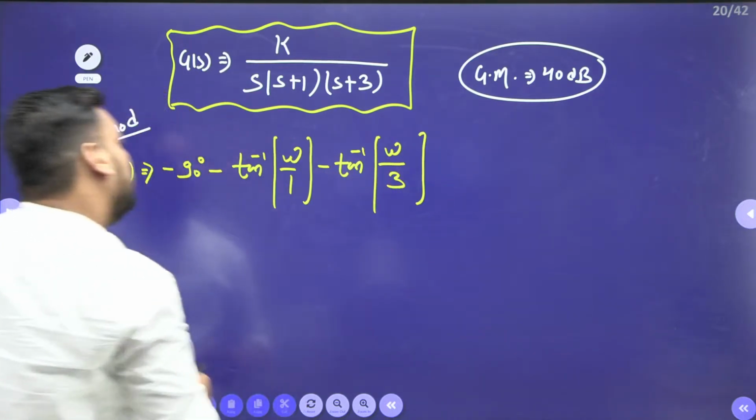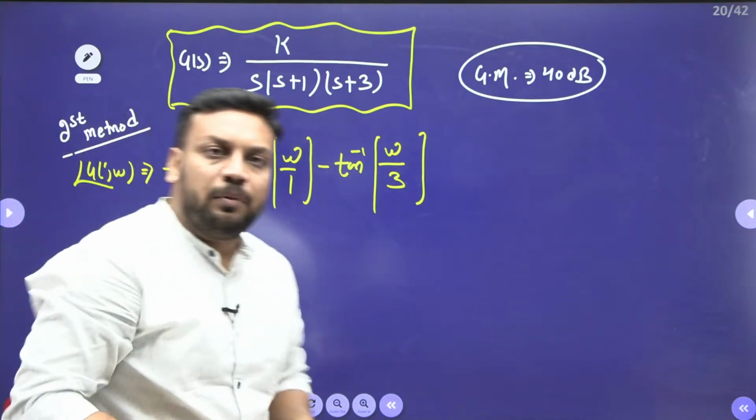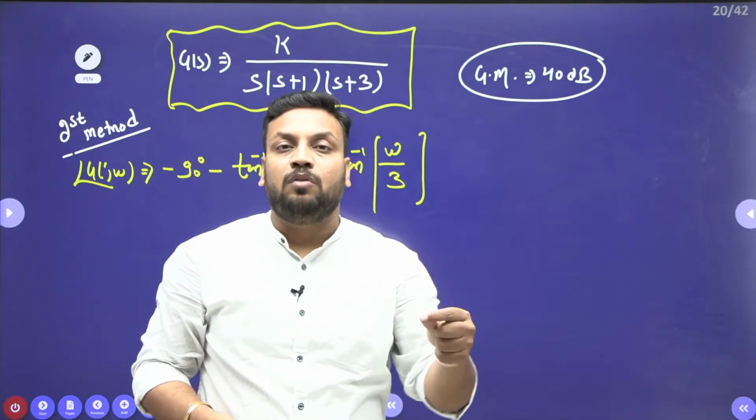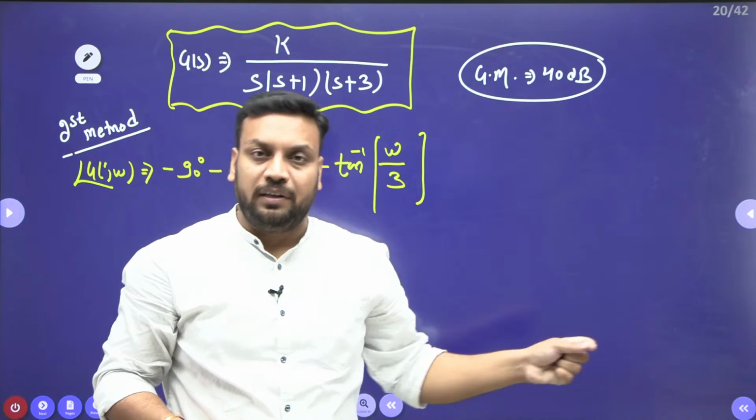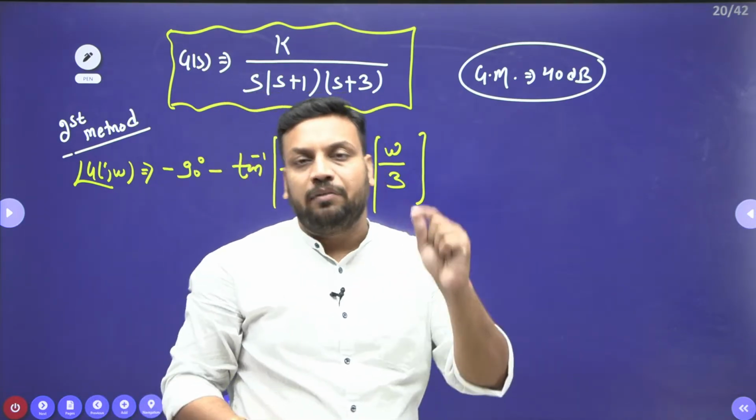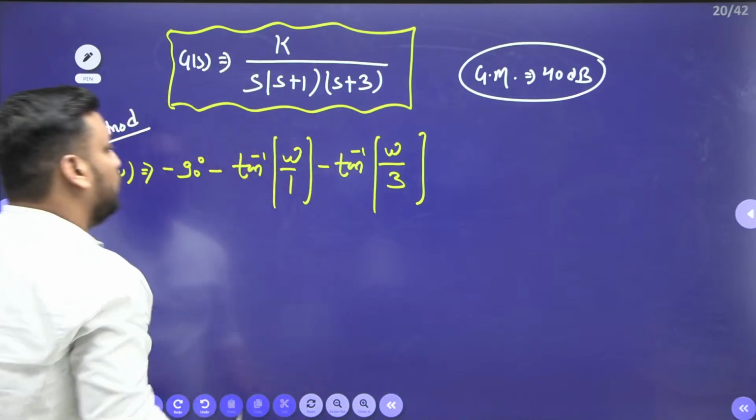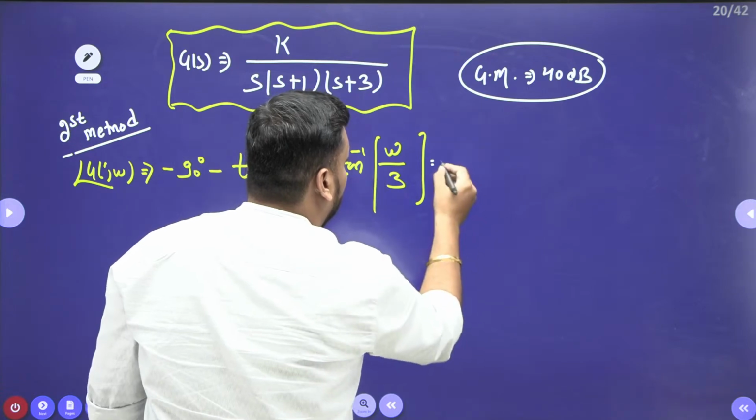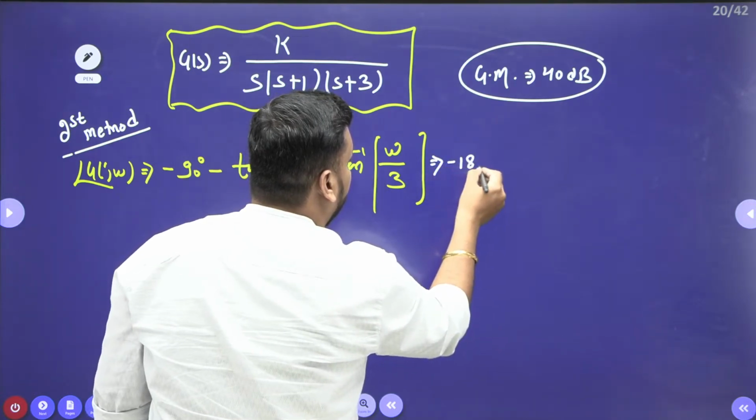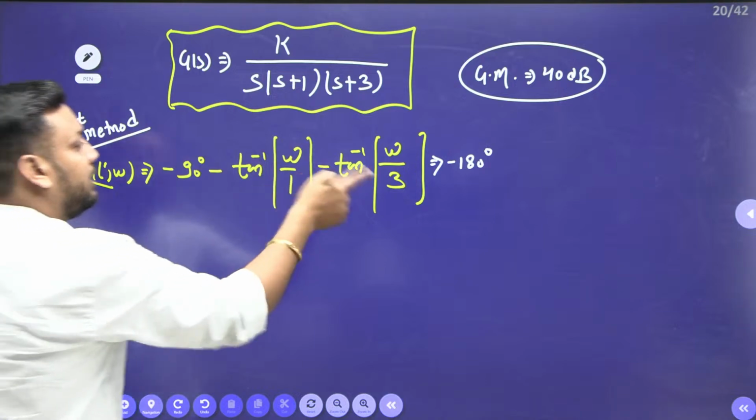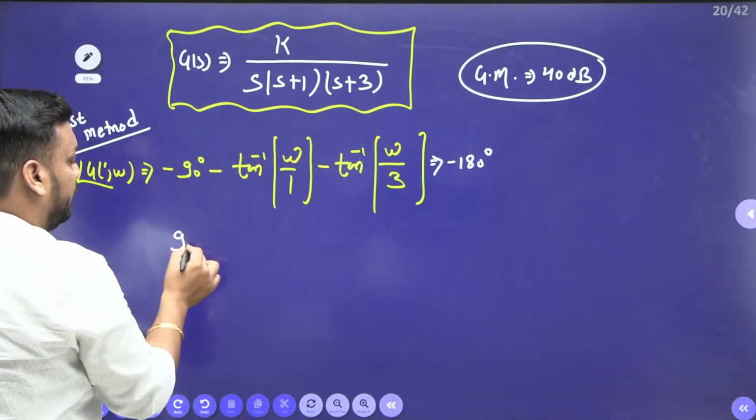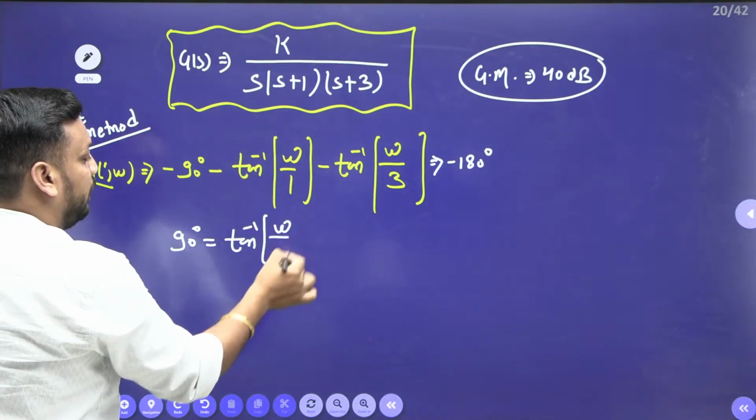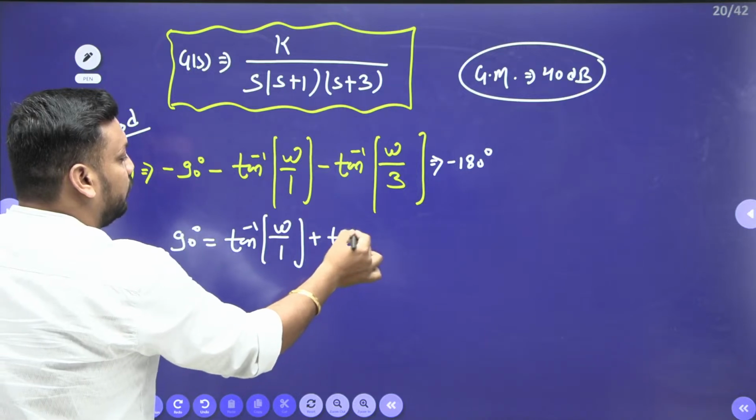Do you know the definition of the frequency omega PC? It is the frequency at which the angle of G(j omega) H(j omega) equals minus 180 degree. That particular frequency is known as omega PC. So when you equate the angle to minus 180 degree, the left side becomes 90 degree, and on the right hand side you get tan inverse omega by 1 plus tan inverse omega by 3.